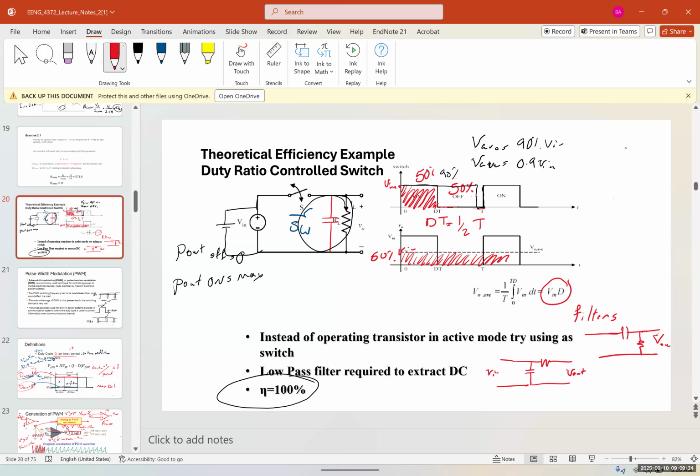What does a low pass filter mean? Let's put it this way. The frequency response for a low pass filter looks like this. It will cut off the higher frequencies, so this is called a stop band, and it will pass the lower frequencies.